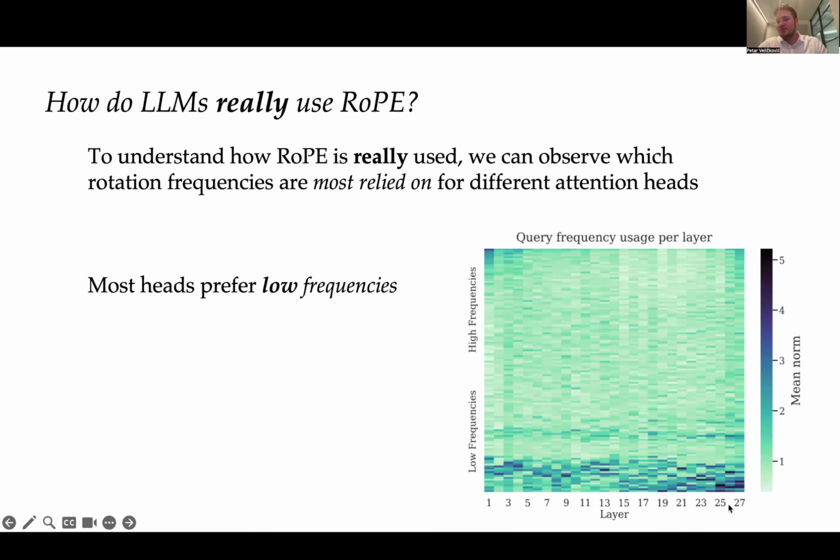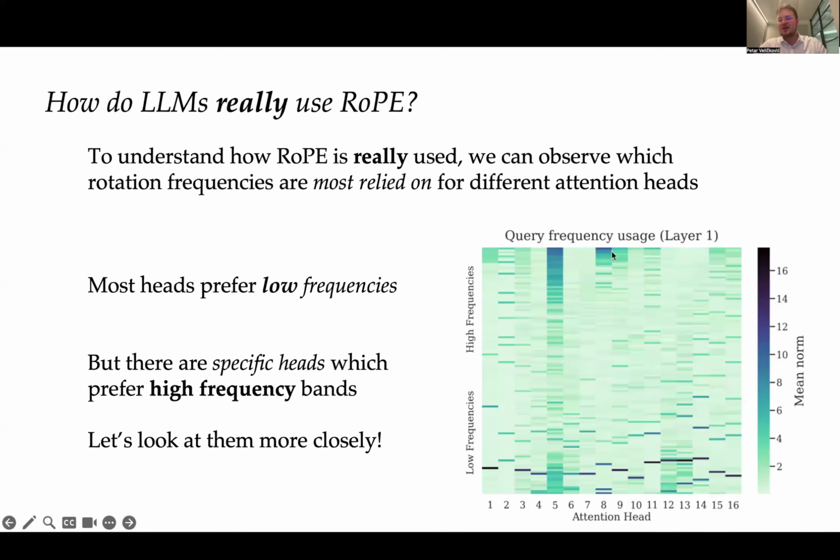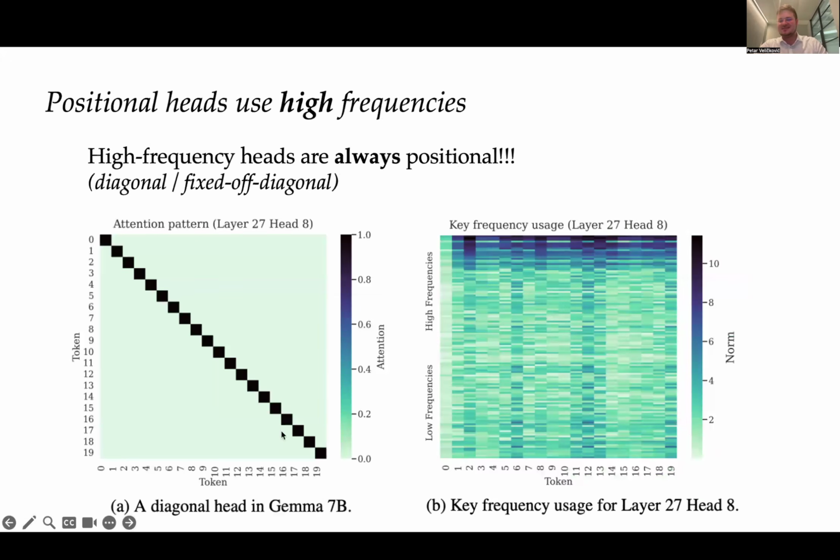We find that most of these attention heads actually prefer low frequency parts of RoPE, but there's a handful of heads that really like high frequencies. And all of the heads that like high frequencies look like this. We looked at them, basically. We inspected all the individual heads in Gemma 7B, and we found that whenever there's a high frequency dependence, the head is like this sharp diagonal or off diagonal attention.